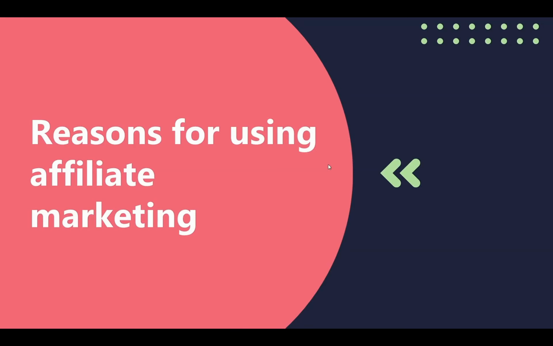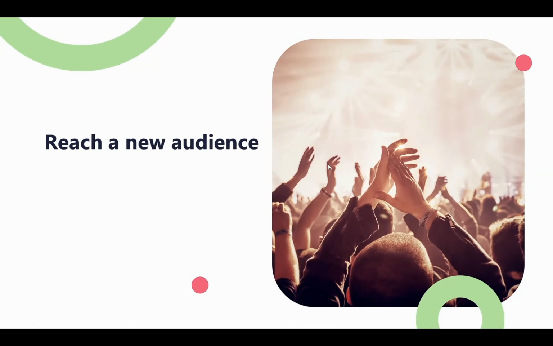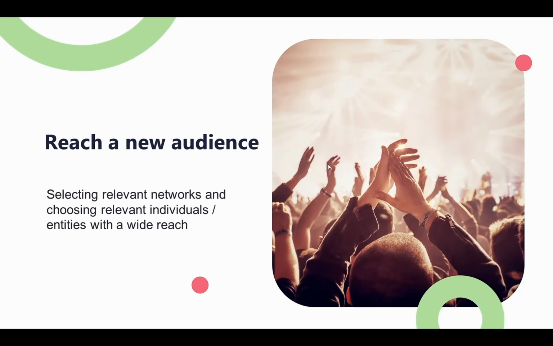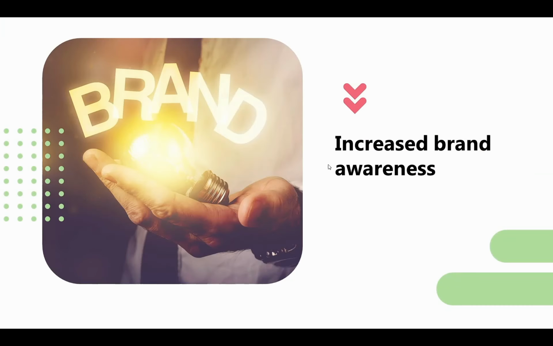I want us to have a look at some of the main reasons why businesses use affiliate marketing. There are many, many good ones. First up being that you can reach an entirely new audience. Selecting relevant networks and choosing relevant individuals or entities with a wide reach can definitely extend your audience. Perhaps there will be some overlap, but it's very likely that it is a completely new audience that's being exposed to your business. Then, as I touched on earlier, another thing that often results from affiliate marketing is increased brand awareness. Obviously, reaching a new audience will naturally increase the awareness of your products or services.